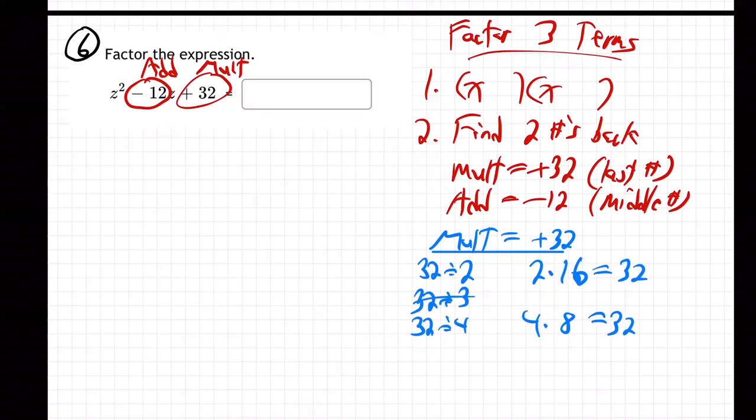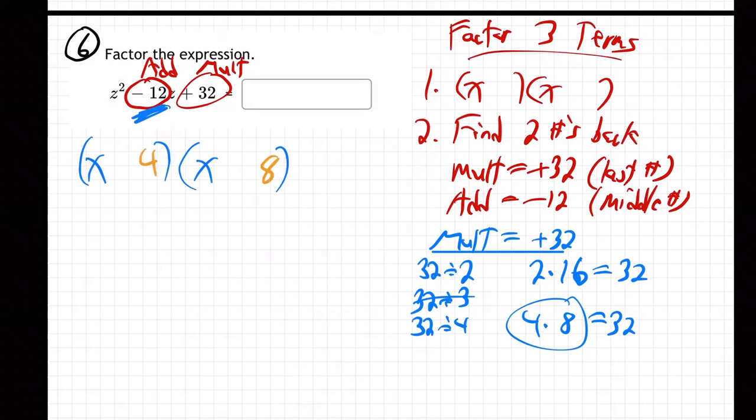And you could try other things, but those are the main ones. So now, if you think about it, we have the 12. So now which of these can add to be 12? The 4 and the 8 can, huh? So there's our pair of numbers. Let's put our parentheses, x's in the front. So in the back goes 4 and 8.